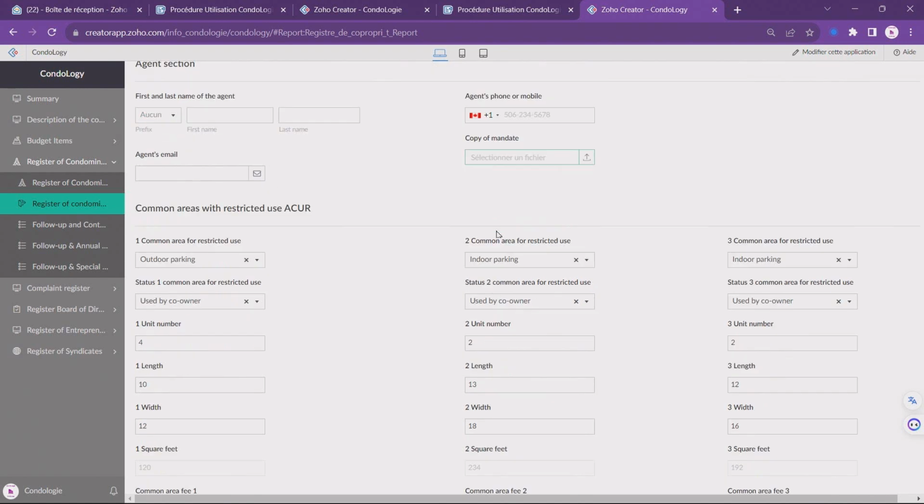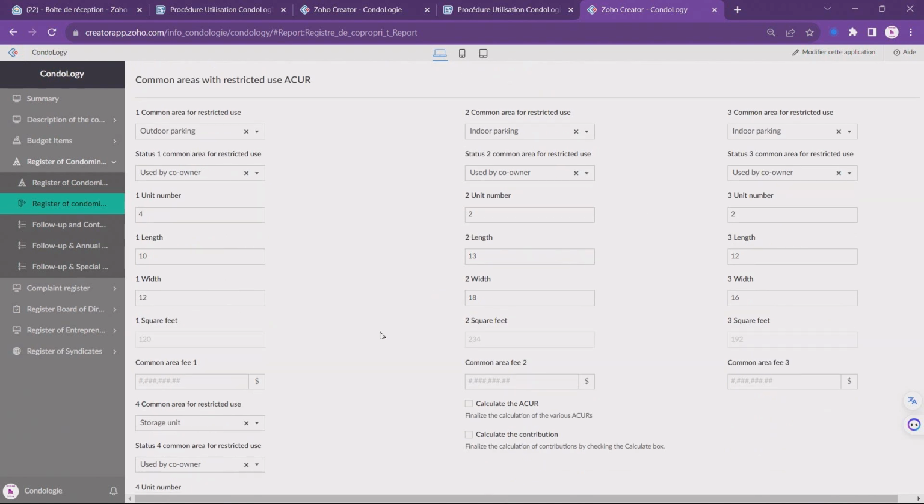Here it becomes very interesting. The common areas with restricted use. There are several ways to proceed in the administration of restricted use common areas. Some administrations will decide to charge a monthly price for a restricted use space used by a co-owner. Other administrations will charge nothing. But in CondoLogie, it is calculated per square foot and the co-owner really has the fair share of his contribution.